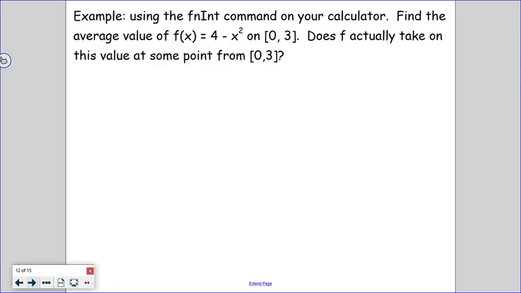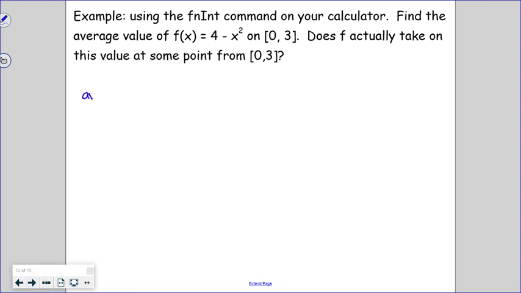So let's look at an example of a problem that uses that. It says using the fnInt or math 9 command on your calculator, find the average value of f of x equals 4 minus x squared on the interval from 0 to 3. And then the second question says, does f actually take on that value at some point on that interval? Okay, so let's start with the first question. Find the average value of the function on the interval from 0 to 3.